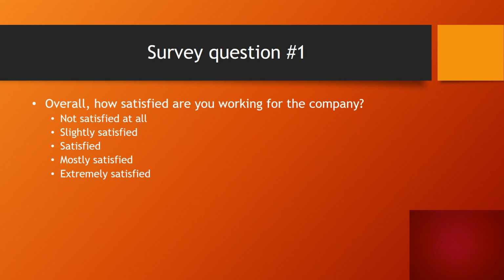Survey question number 1 was, overall, how satisfied are you working for the company? And you can see we have a Likert type scale here, which allows the survey participant to answer on this continuum from not satisfied at all to the other end, extremely satisfied, and some designated points in the middle as well.